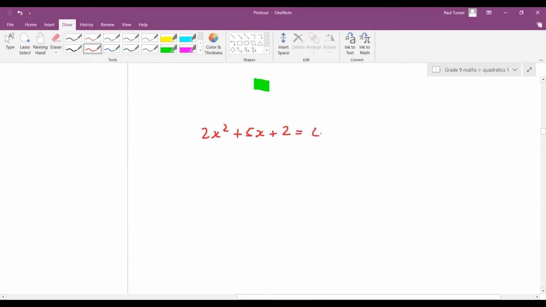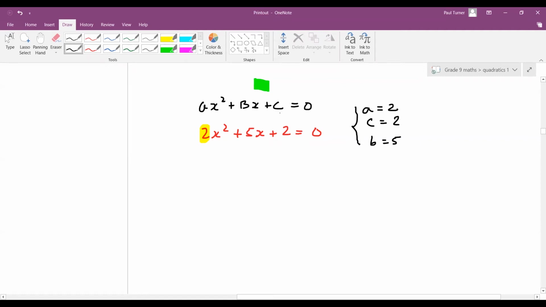Plus 2 equals 0. So we need to know that this is not 1, is it? It's 2. So what I could do now, we use what's called the AC method. Normally our general form is ax squared plus bx plus c equals 0. So if we look at this equation, we can see that a is 2 and c is 2 and b is 5. So that's the first thing you should look at.